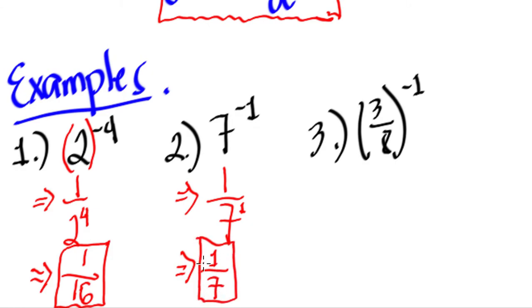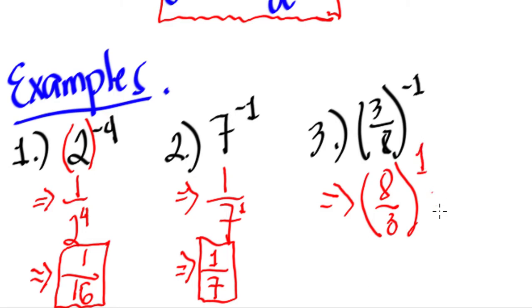Now for number 3, what we have is 3 over 8 raised to minus 1. The first thing we're going to do is get the reciprocal. The reciprocal of this one is 8 over 3, which is now raised to 1, which is of course just equal to 8 over 3 itself. And this is our answer.